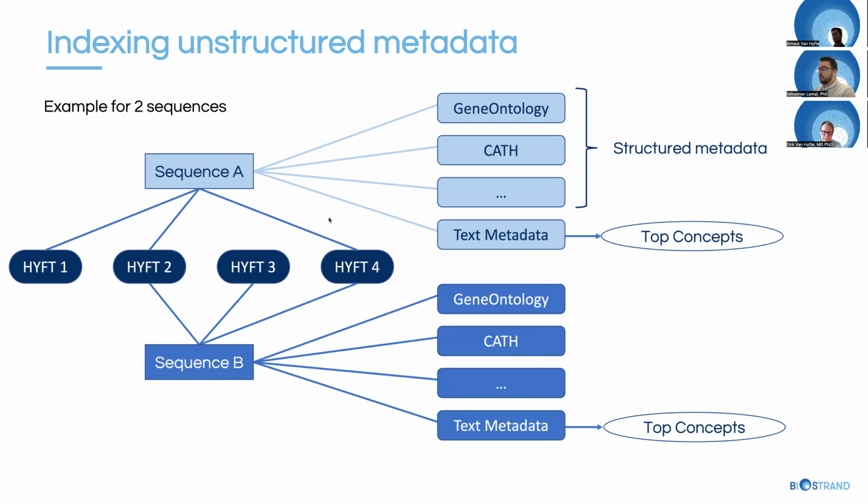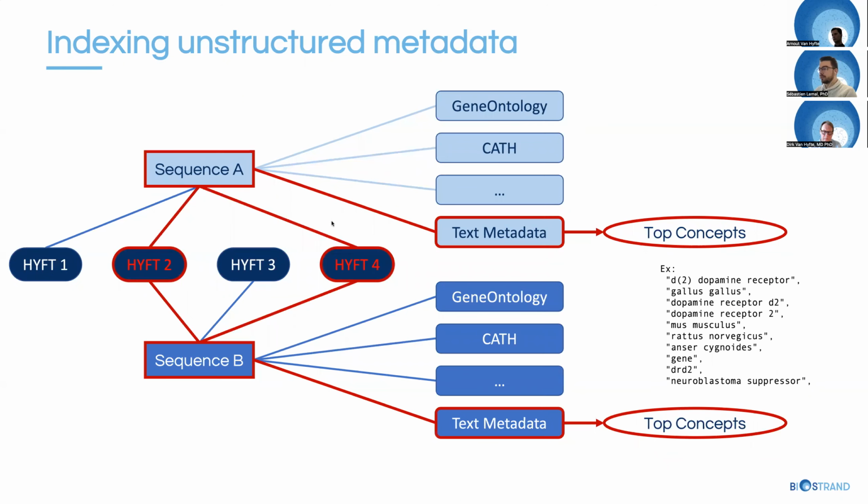By using the BioStrand NLP technology, we can extract top concepts from this textual metadata, and we can do that for any sequence that we ingest in our system. Once we start looking at these top concepts, we can relate all of them through the Hyfte patterns according to their sequence. And so we can perform a twofold indexing approach: we can index based on the Hyfte pattern that we find, or based on the top concept that we retrieve from sequence metadata.